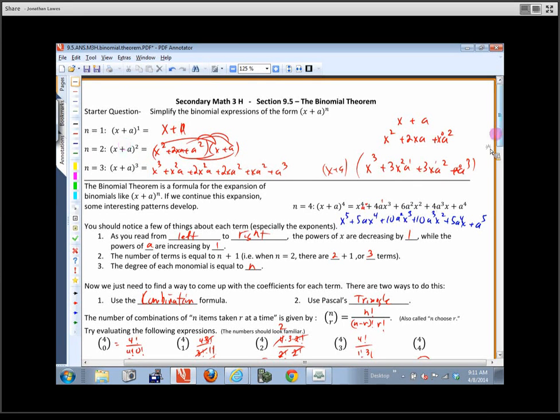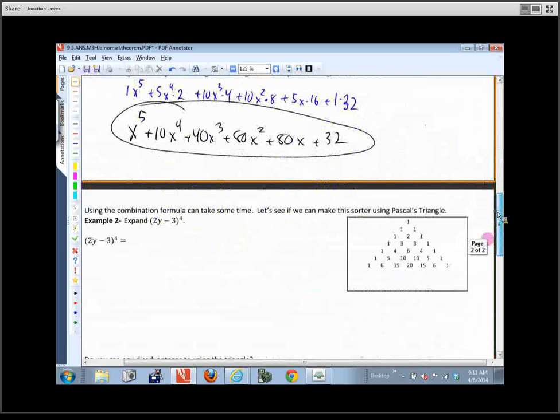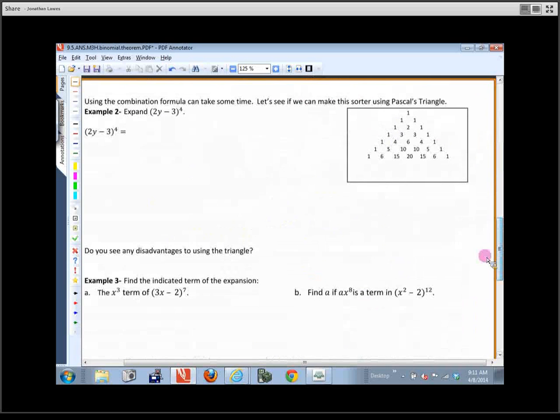Okay. All right. So let's flip the page over and let's take a look at this one right here. We can make this a little bit easier if we've got Pascal's triangle, which we have off to the side over here. And if you'll remember, this is for 0 to the first power, to the second power, to the third power, to the fourth power, to the fifth power. I did the one for the sixth power. Okay, so we want to expand 2y minus 3 raised to the fourth power.